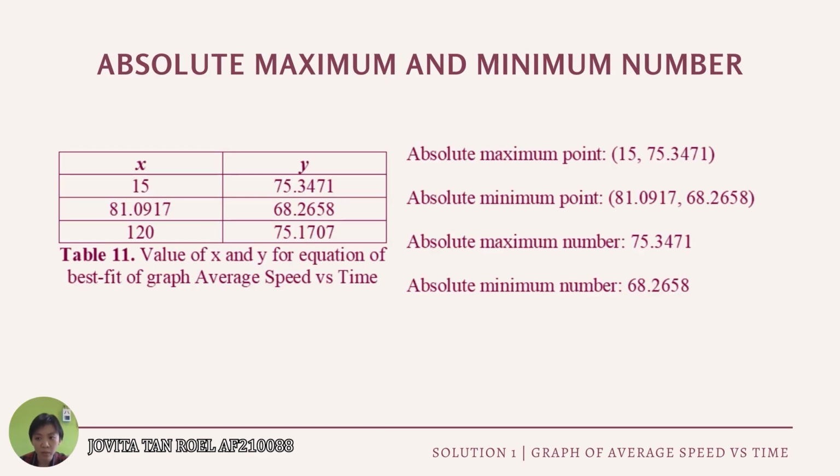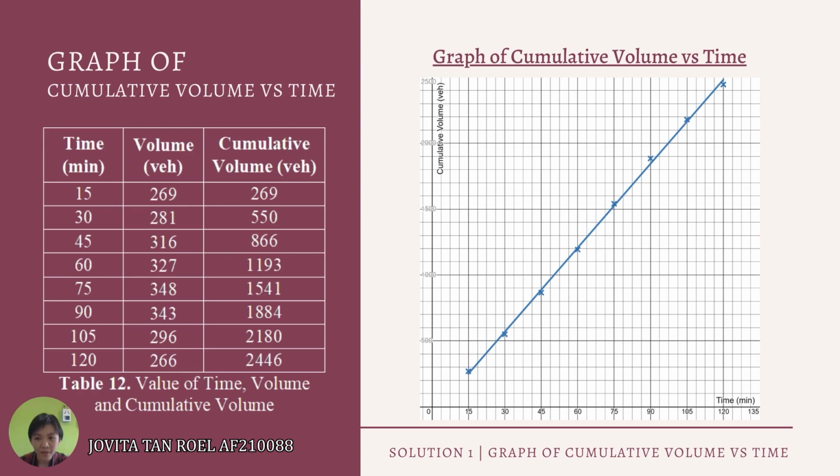Next, we compare the values when x is equal to 50, 120 and the relative minimum point to get the absolute maximum and minimum points. Therefore, the absolute maximum number is 75.3471 and the absolute minimum number is 68.2658. This is the graph of cumulative volume versus time.